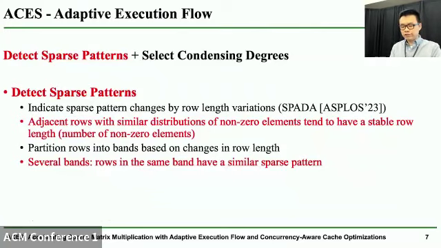In order to achieve adaptive execution flow, we must first detect the sparse patterns and then select the condensing degrees. For detecting the sparse patterns, inspired by Sparta, we reorganize adjacent rows with a similar distribution of non-zero elements. Based on these observations, we can partition the rows into bands based on the change in the row length at runtime, with rows in the same band showing similar sparse patterns.